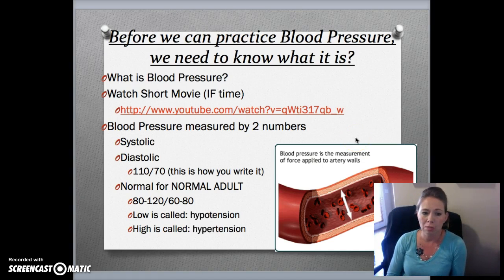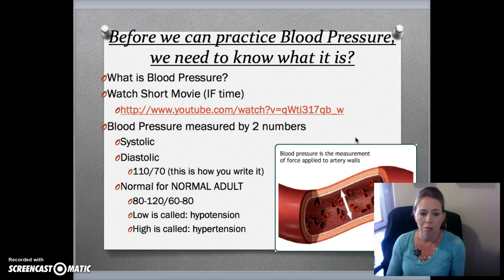Blood pressure is measured by 2 numbers. One's a systolic and one's a diastolic, written in a fraction form. So the top number is usually bigger than the bottom number, okay? And diastolic is on the down side of that fraction. So diastolic down, systolic is on top. In the video, it'll kind of tell you a little bit of why we call it systolic and diastolic. At this time, I only have a certain amount of time to do these videos, so I can't go into depth with that. But just keep in mind we'll go over it more.